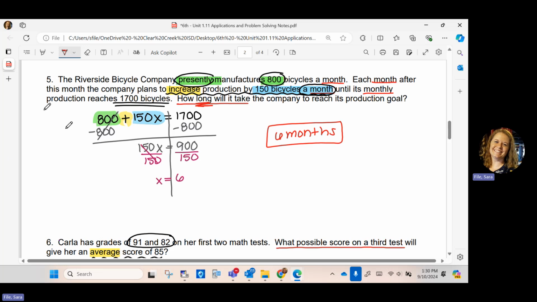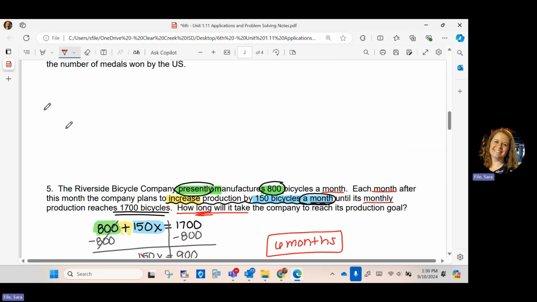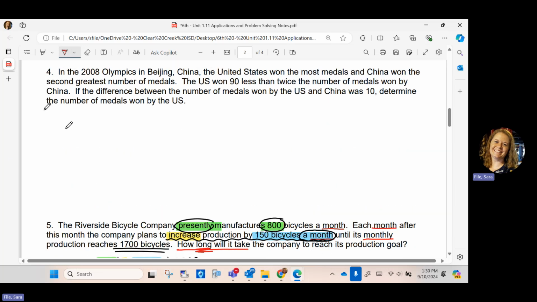All right, last but not least up here is the 2008 Olympics in Beijing, China. The United States won the most medals and China won the second greatest number of medals. The US won 90 less than twice the number of medals won by China. If the difference between the number of medals won by the US and China was 10, determine the number of medals won by the US.